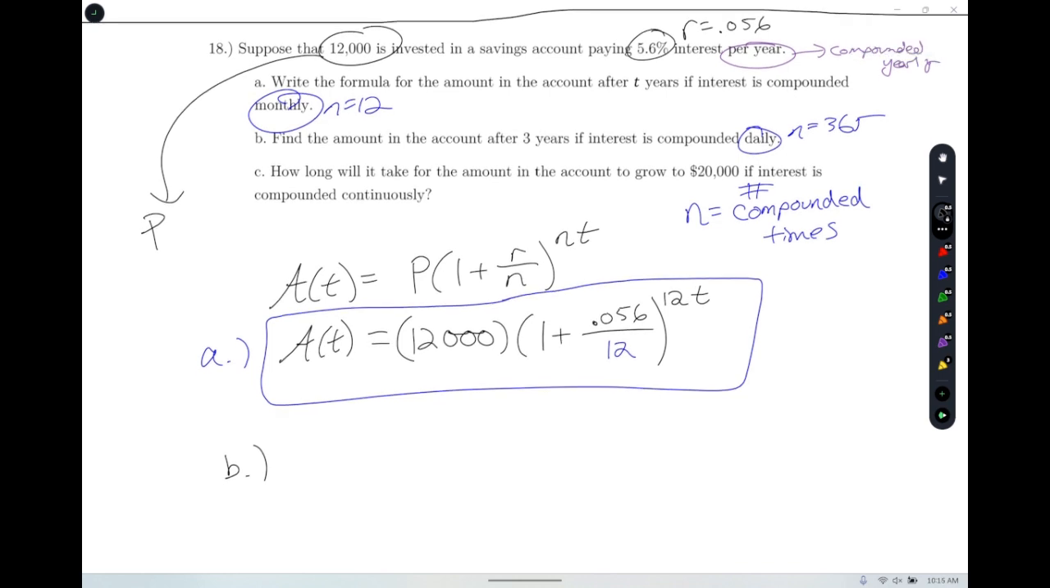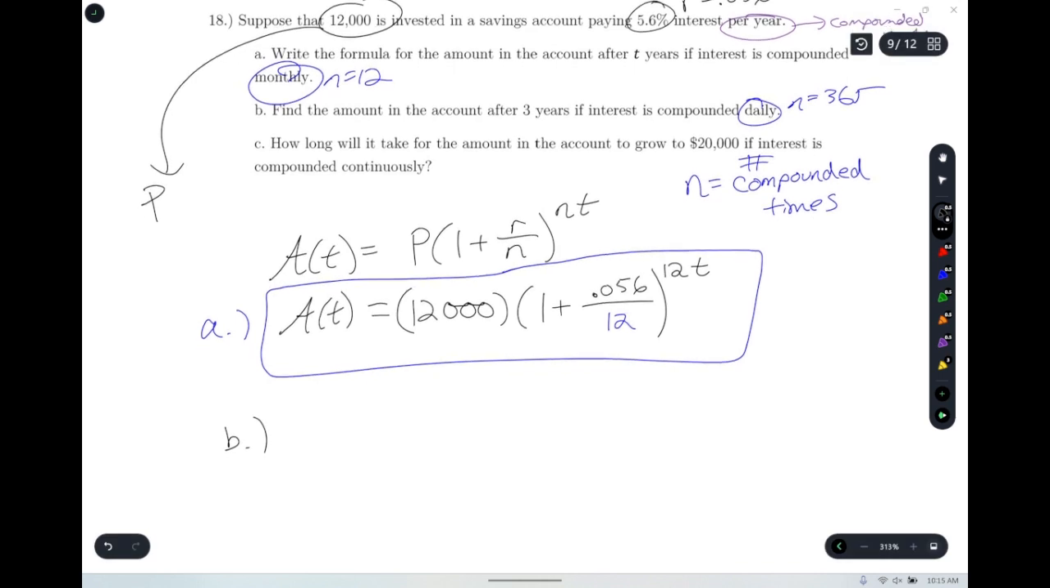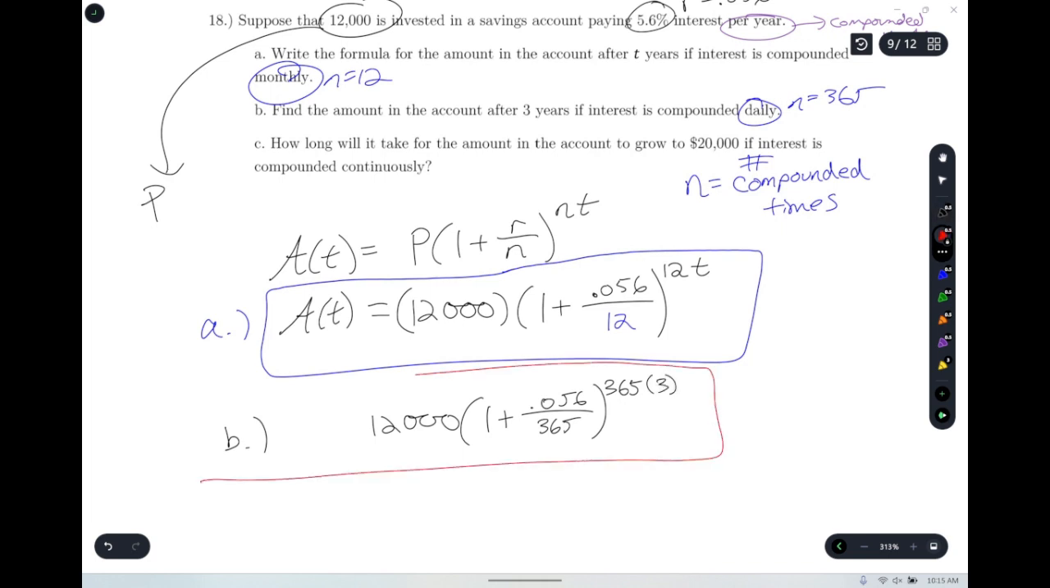Find the amount if it's compounded daily. So 12 thousand times (1 plus 0.056 over 365) to the 365 times what's your t? 3. Yeah, that would be calculator. Will that be your calculator part? Yeah, definitely.